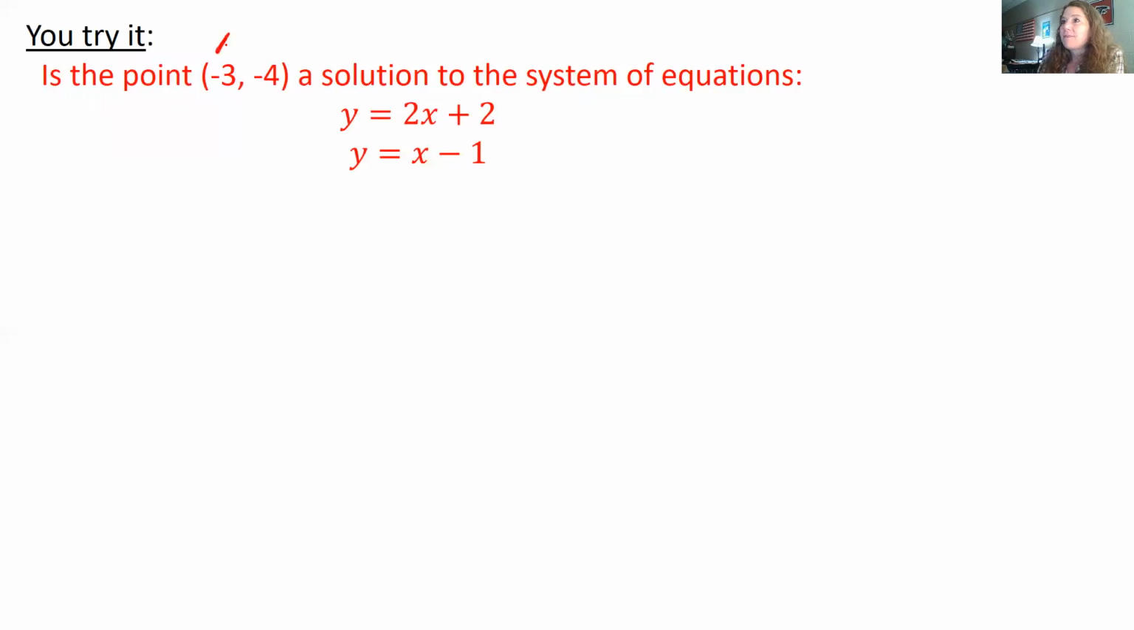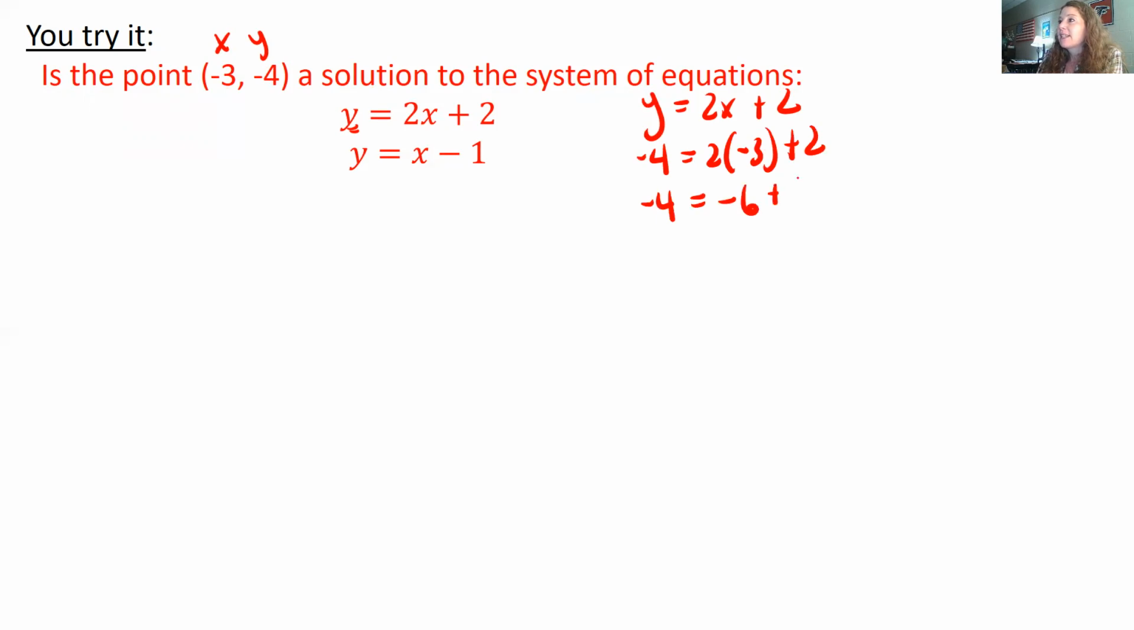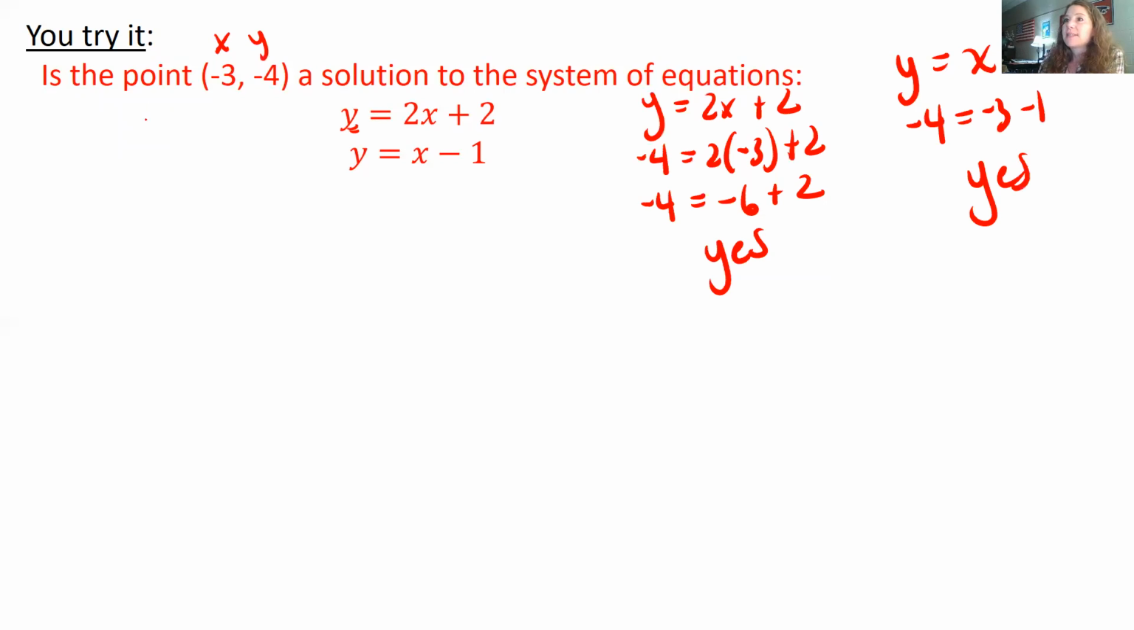All right, so we're going to take each of these. Once again, x is -3, y is -4. So for 4, let me write the equation first. I have -4 is equal to 2 times -3 plus 2. So 2 times -3 is -6, and -6 plus 2 is -4. So I get a yes. And then my second equation: y is -4, x is -3 minus 1. Is that true? Yes, it is. So hopefully for the first one on this page, you got a yes. Good.